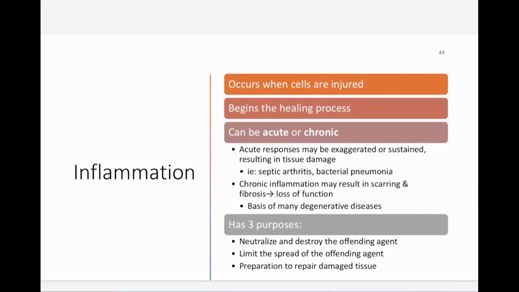Inflammation occurs when cells are injured and begins the healing process. Inflammation can be acute or chronic. Some acute responses may be exaggerated or sustained, resulting in tissue damage, such as septic arthritis. Chronic inflammation may result in scarring and fibrosis. Get it in your mind now: whenever you see scarring or fibrosis, that is an abnormal response. Mainly it's going to be your heart, because the heart can't regenerate. It just scars or fibroses. Whenever you see these words, know that function has been impaired. That function is not going to work.